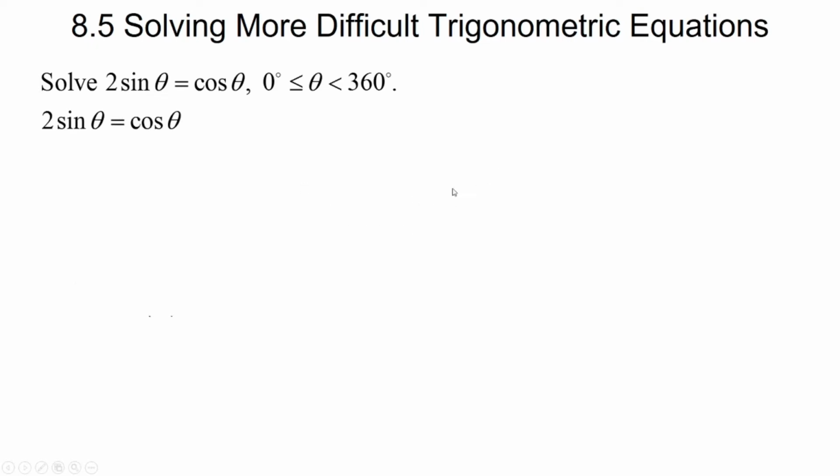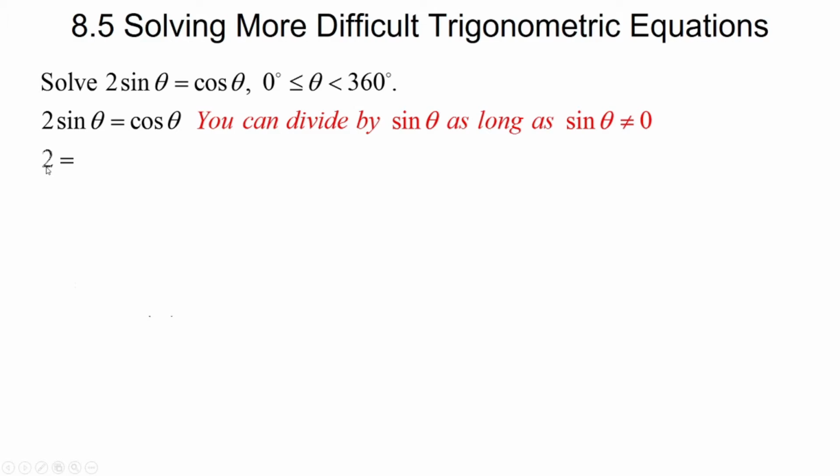So 2 sine of theta equals cosine of theta, and I can divide by sine of theta as long as sine of theta does not equal 0. So let's divide both sides by sine. So 2 sine of theta divided by sine of theta would be 2. And cosine of theta divided by sine of theta, that would be cotangent of theta. Now, I don't have a cotangent button or an inverse cotangent button on my calculator. So I'm going to have to rewrite this statement right here.